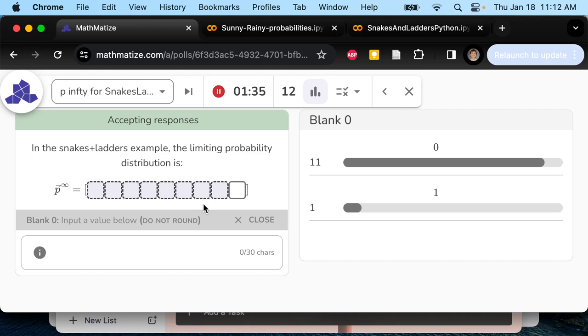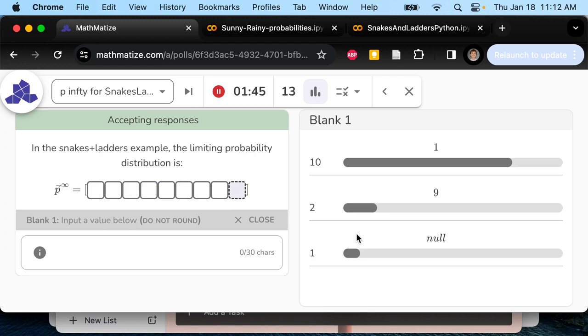0, 0, 0, 0, 0. And actually, I made all the blanks connected to each other, so whatever you type into one had to be the same for all of them. 0, 0, 0, 0, 0, and then a 1. The last one is 1. It can't be 9, because then the sum wouldn't be 1, right? It's a probability vector. It has to sum to 1. If you typed in 9, you're probably mistaking the probabilities with the indices. It's in the index corresponding to state number 9, but the probability is 1.